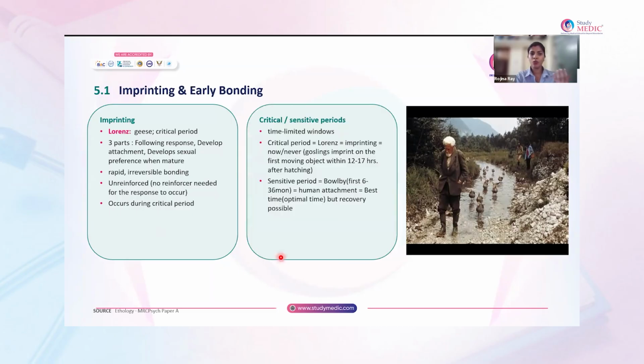Now, we need to know the difference between critical and sensitive periods. These are time-limited windows. The critical period I have already discussed under imprinting. It was proposed by Lorenz. The goslings imprint on the first moving object usually within 12 to 17 hours after hatching. But what is the sensitive period? The sensitive period was described by Bowlby in humans. In humans, we mention sensitive period instead of critical period. Here, the time is not rigid. It is often referred to as the best or optimal time, but recovery is still possible, even if the person skipped this time.